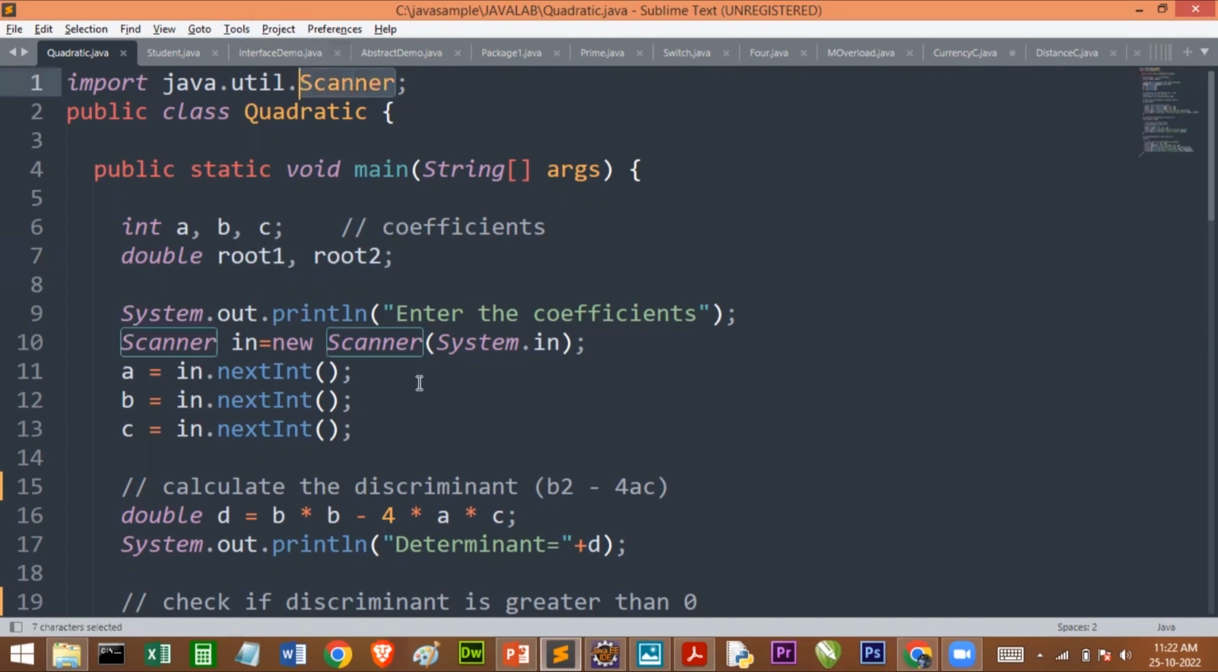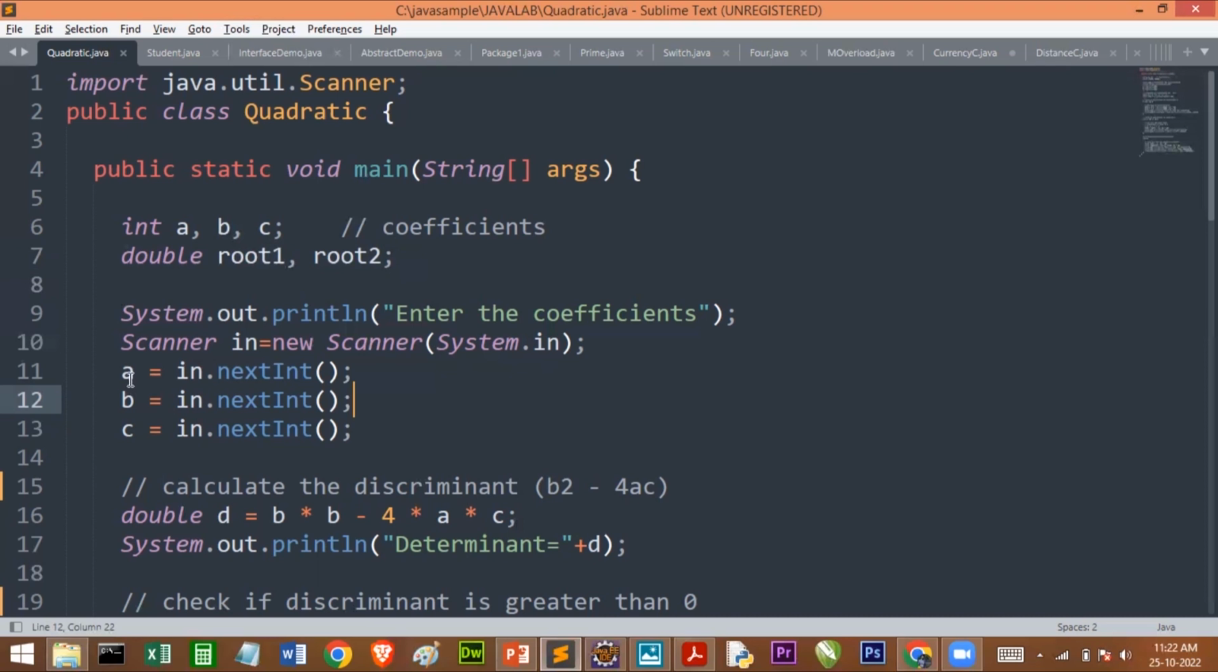Whenever you are using a class, and you are going to make use of a function which belongs to the class, you have to create the object of that class. So I'm creating an object here by using the new keyword. I have created one object called in. Scanner in is equal to new Scanner(System.in), which is used to read the data from the user, that is from the keyboard.